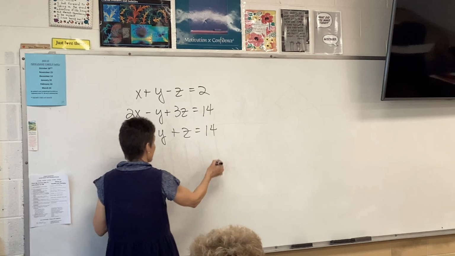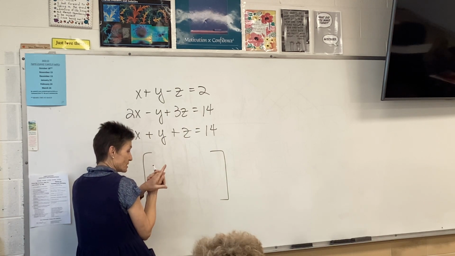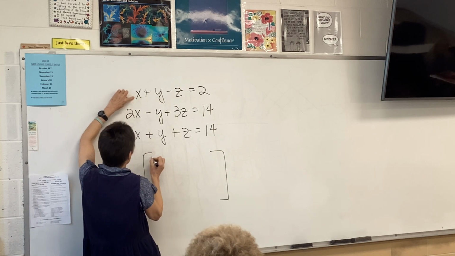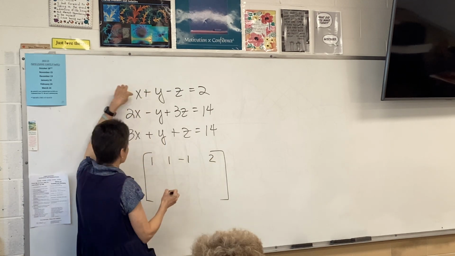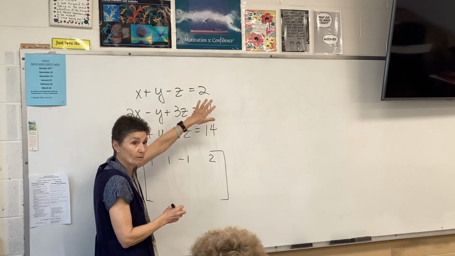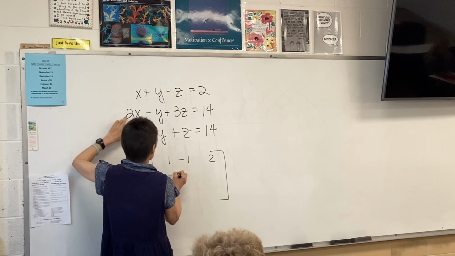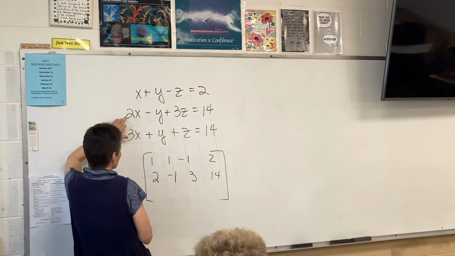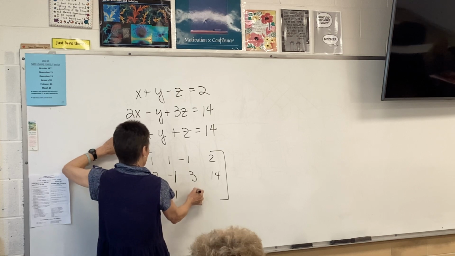We're gonna make a matrix out of all the numbers, just the numbers in the problem. So the numbers in the top row are 1, 1, -1, and 2. Does everybody see that? We're gonna do the same thing for the second row. 2, -1, 3, 14. You write down every number in the row, including negatives. 3, 1, 1, 14.